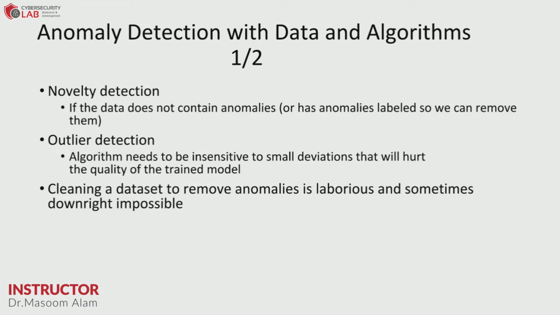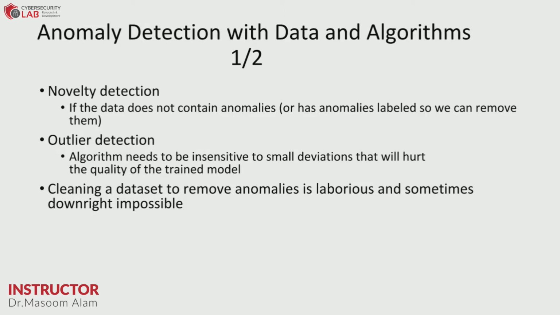Primarily, I want to recap this. We have two types of anomaly detection: novelty detection and outlier detection. Novelty detection is when the data does not contain anomalies or has anomalies labeled, so we can remove them. This is a type of novelty detection.